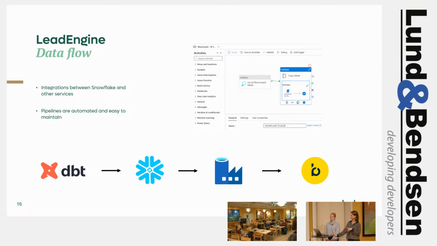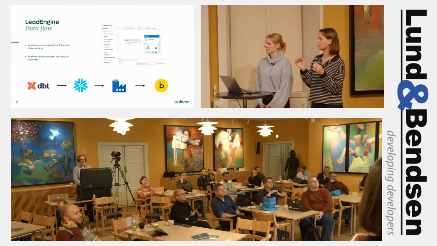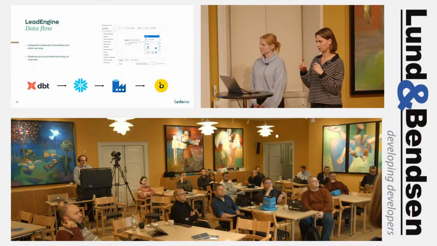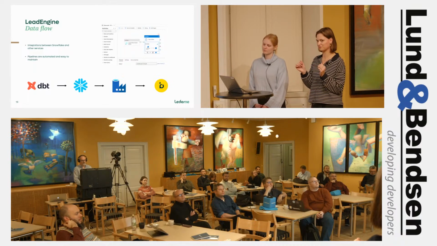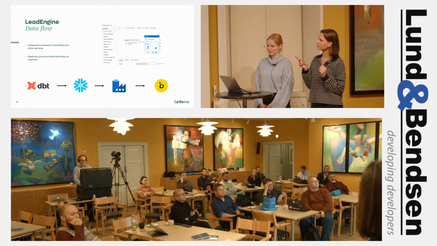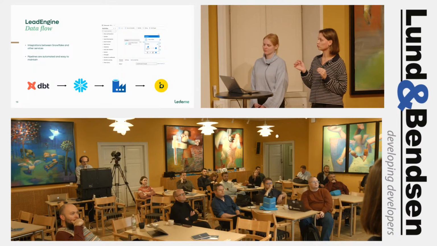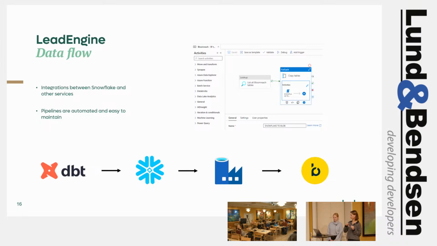So this is the data flow for our lead engine. First, we gather all of the data in Snowflake, and we then transform it in DBT, so it matches, again, very specific criteria that Bloomreach needs. And then we use the easy connection between Data Factory and Snowflake to ingest or copy all of the data from Snowflake into Azure's blob storage.